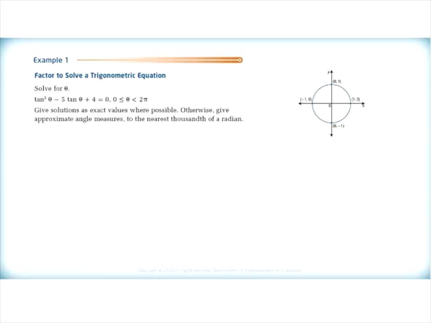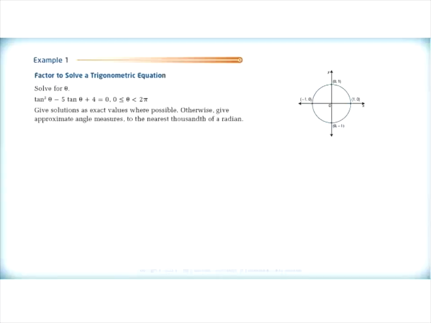I've got 3 examples to do. Here's my first one. Factor to solve the trig equation. Solve for theta. Tan squared theta subtract 5 tan theta plus 4 equals 0 between 0 and 2 pi. Give solutions as exact values where possible. Otherwise, we give approximate angle measures to the nearest thousandth of a radian.